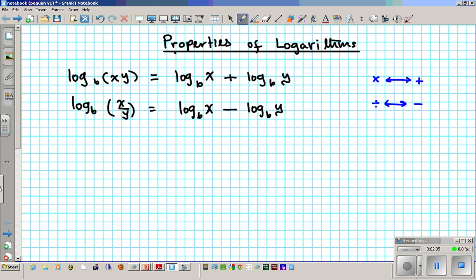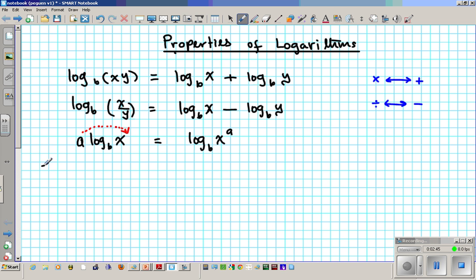And then another last one I'd like you to note as a side point: log base b of x to the a is the same thing as a times log base b of x. Remember, the coefficient can become a power, and the power can become a coefficient. So these are the three properties that we're going to be using for today's notes and classwork. Alright, let's apply these properties to a couple of examples.